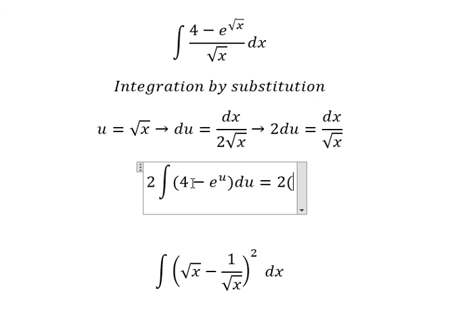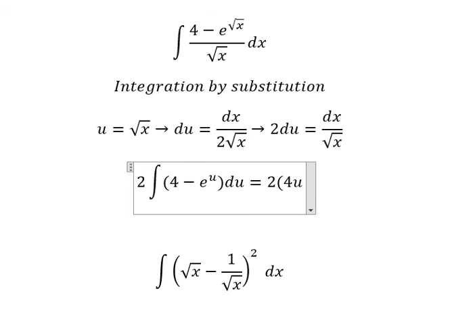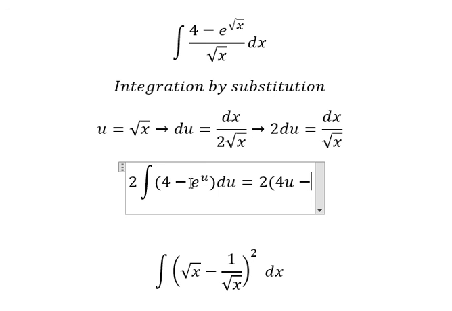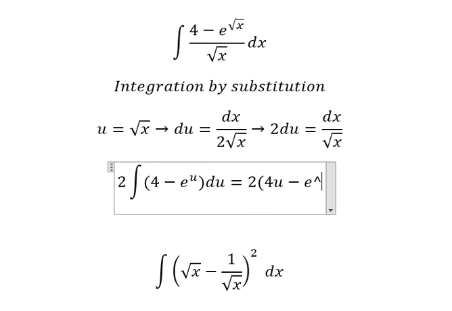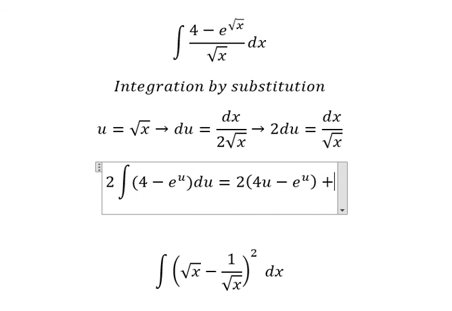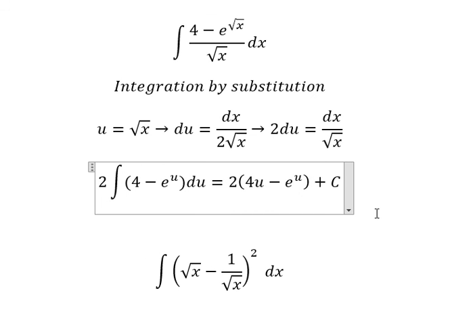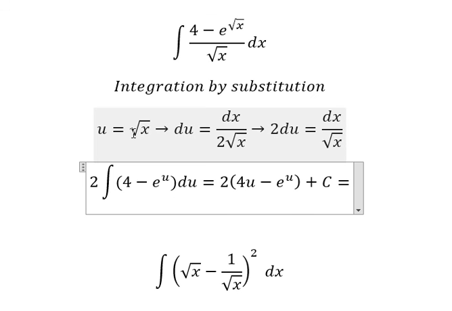The integration of number 4 we have 4u. The integration of e to the power of u, we keep e to the power of u. And we put c. Then u is the square root of s.